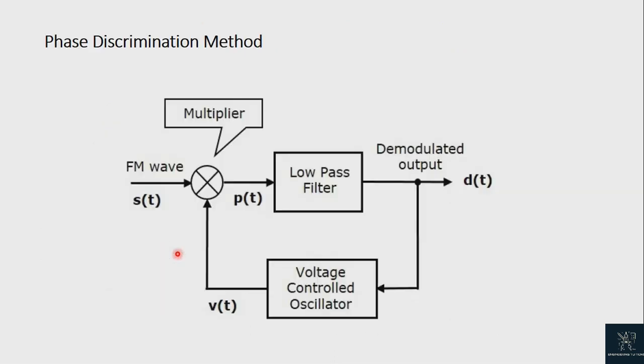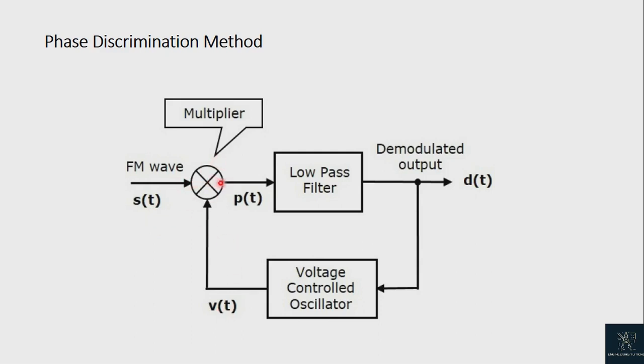Now the phase discrimination method. The following figure shows the block diagram of the FM demodulator using the phase discrimination method. The block diagram consists of the multiplier, the low pass filter and the voltage controlled oscillator. The VCO produces an output signal v(t) whose frequency is proportional to the input signal voltage d(t). Initially, when the signal d(t) is 0, adjust the VCO to produce an output signal v(t) having the carrier frequency and a minus 90 degree phase shift with respect to the carrier signal. The FM wave s(t) and the VCO output v(t) are applied as inputs of the multiplier.